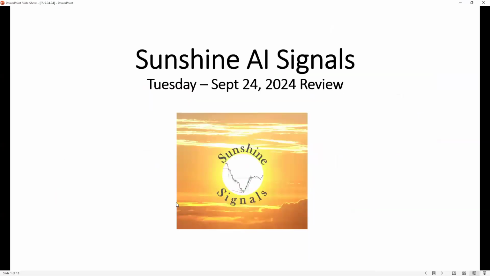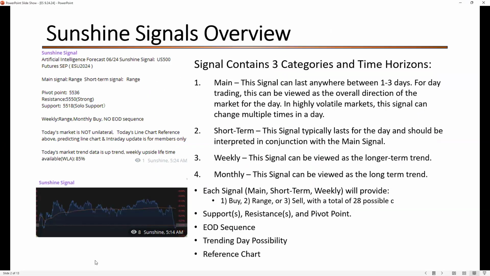As a brief review, Sunshine Signals provides 3 to 4 signals daily: the main signal, the short-term signal, the weekly signal, and the monthly signal. In addition, every morning before the market opens, Sunshine Signals will provide supports, resistance, and a pivot point, which acts as the bull-bear line for the day. Sometimes an EOD sequence will be provided, but not always.